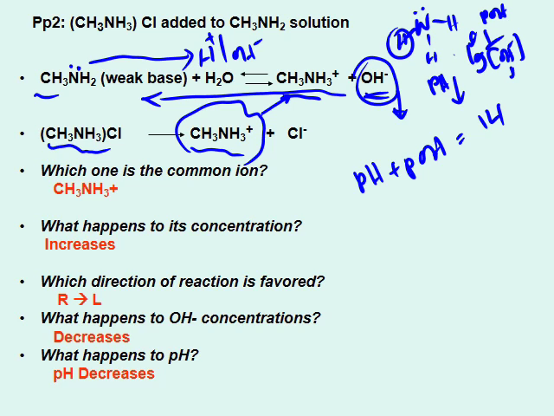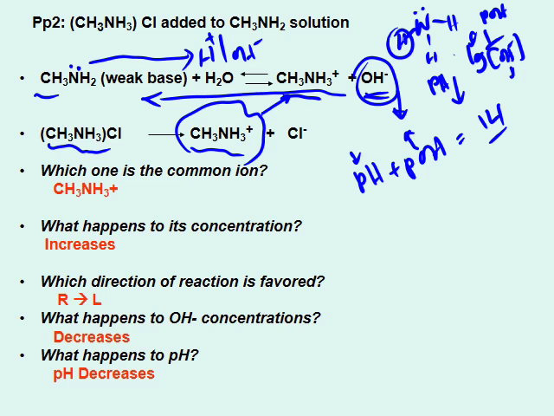When pOH is going up, since the sum of these two numbers is 14, a fixed number, when one is going up, the other one has to go down. So that means pH will have to go down, or pH decreases.